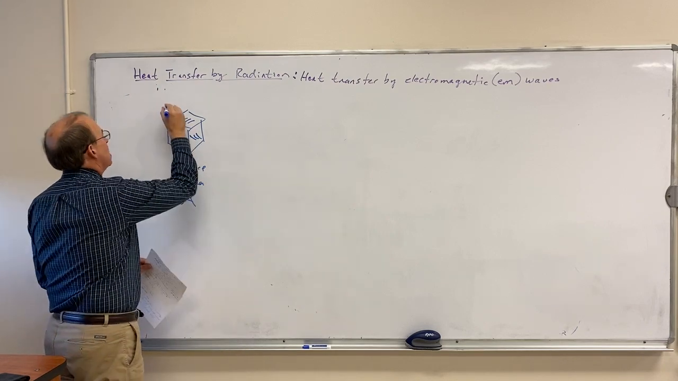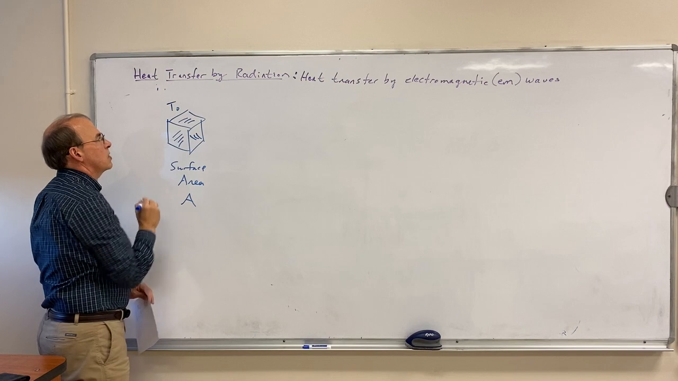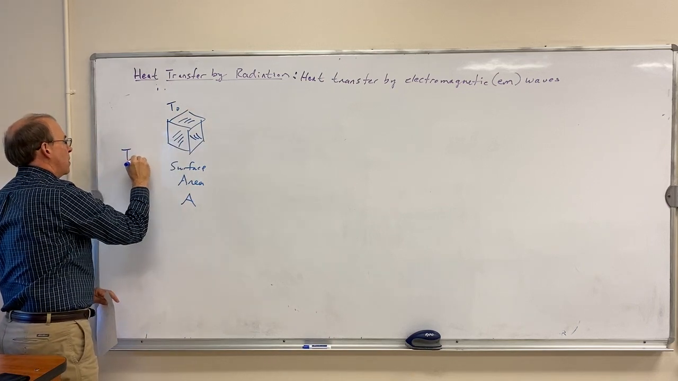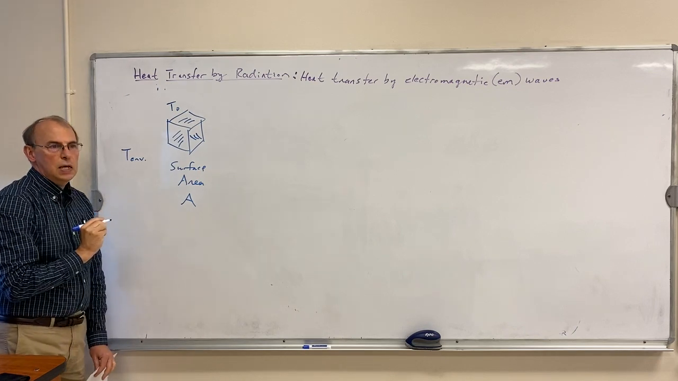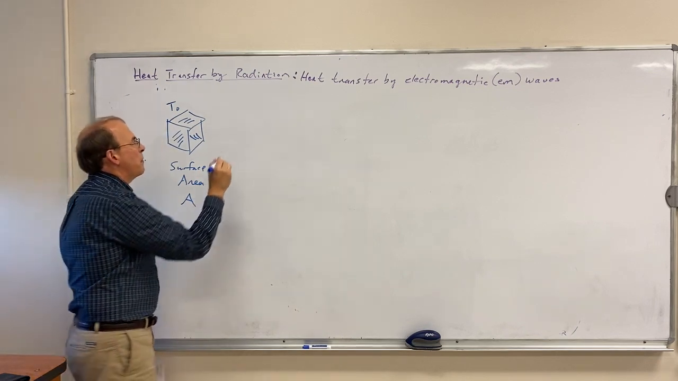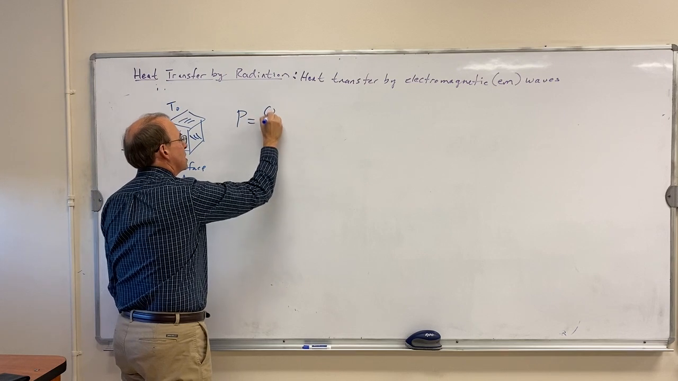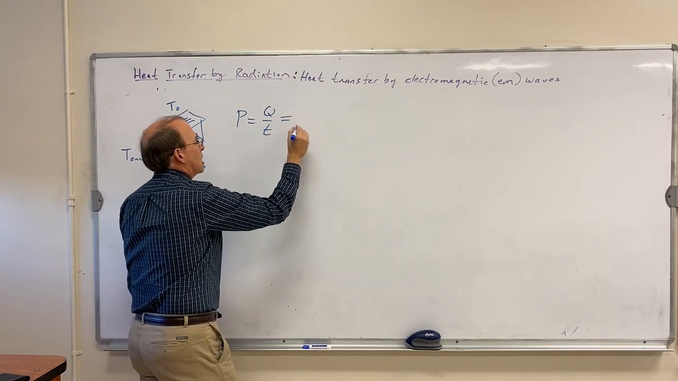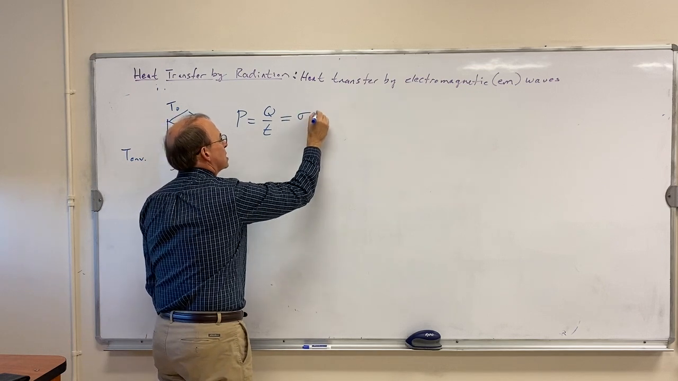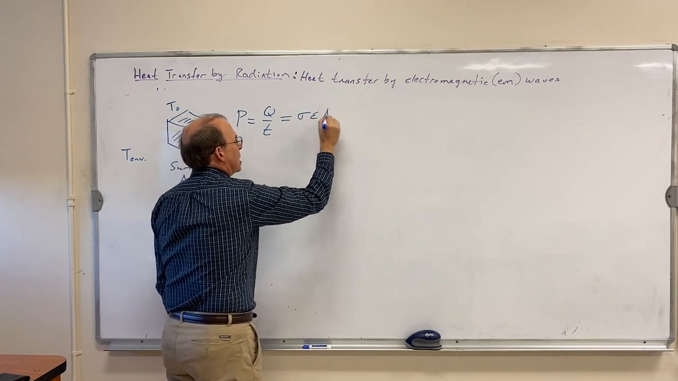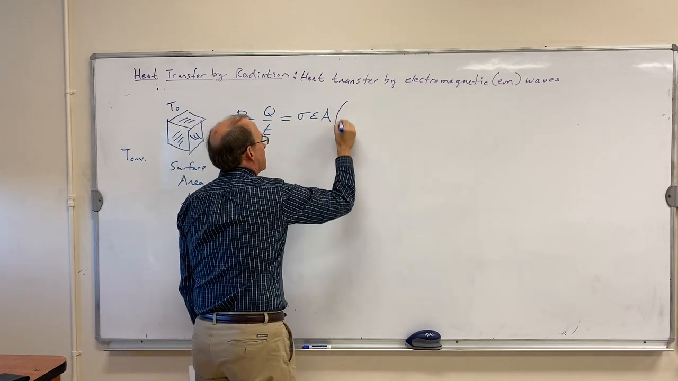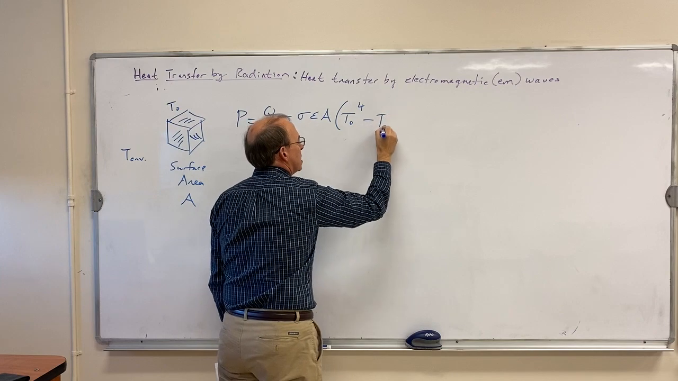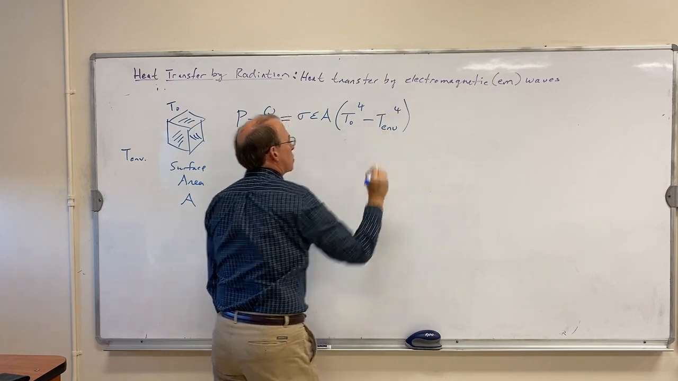If it has some temperature T_O, T of the object, and it's embedded in some environment, and the environment has a T_E, T of the environment, then the power transfer, P, which is still Q over t, the rate of energy transferred, looks like a number sigma times epsilon times that area times T of the object to the 4th power minus T of the environment to the 4th power.